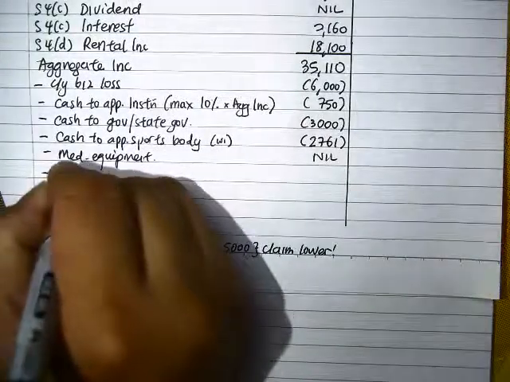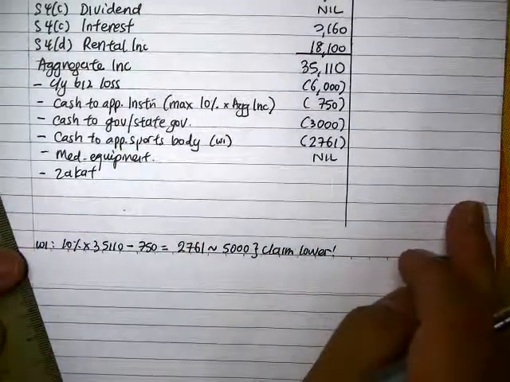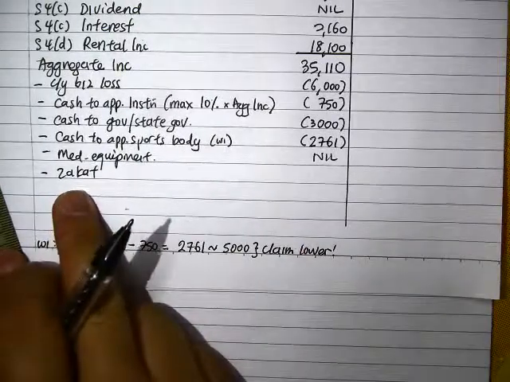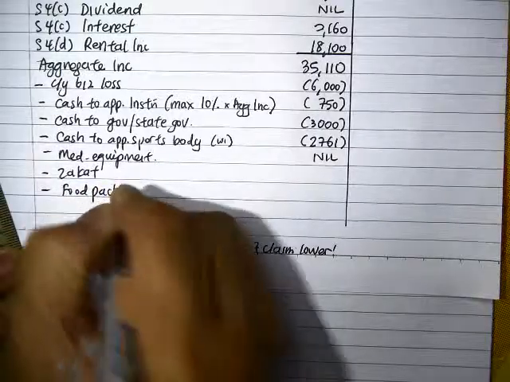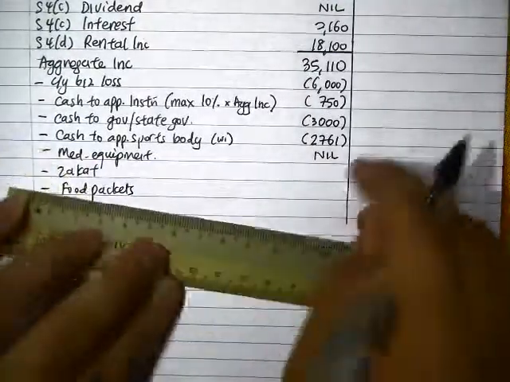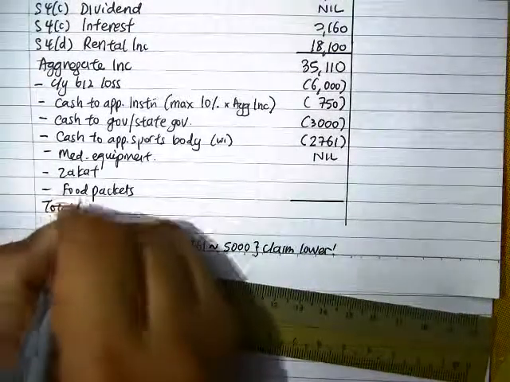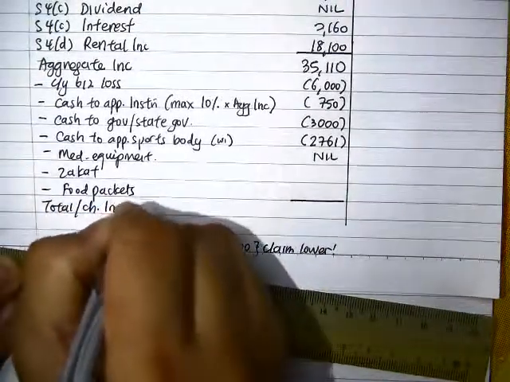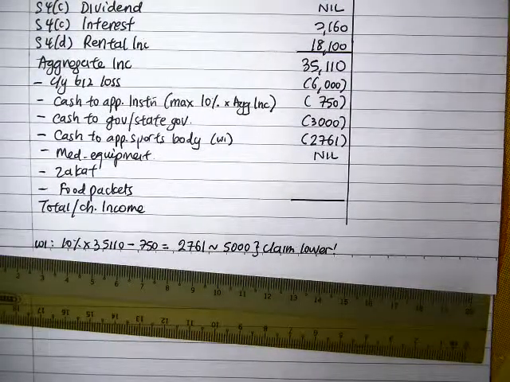Now actually, besides this, we have zakat, which is relevant to the next year. So just leave down the space. Then the food packets, which is also relevant for next year, just leave down the space. Right, that's my total chargeable income. So 35,110.